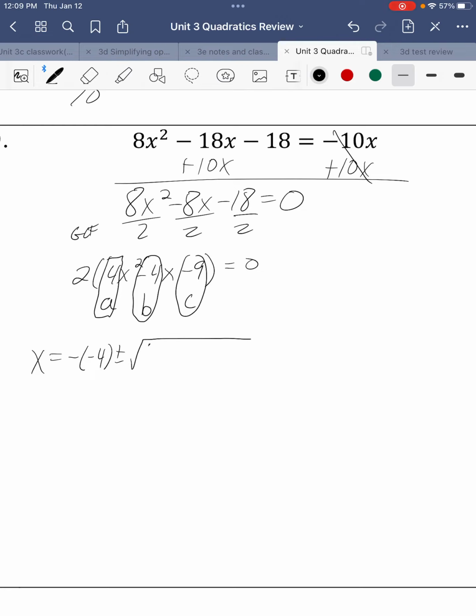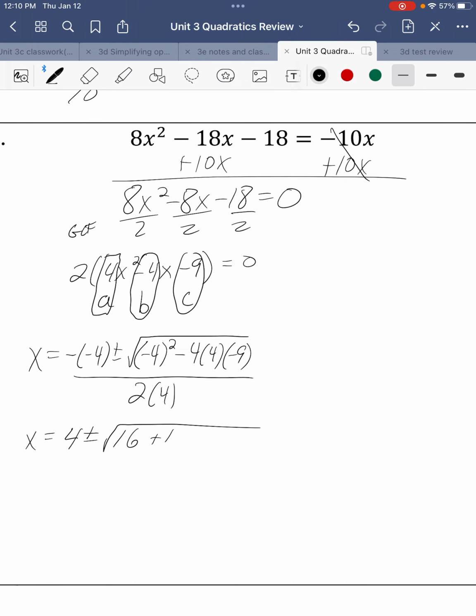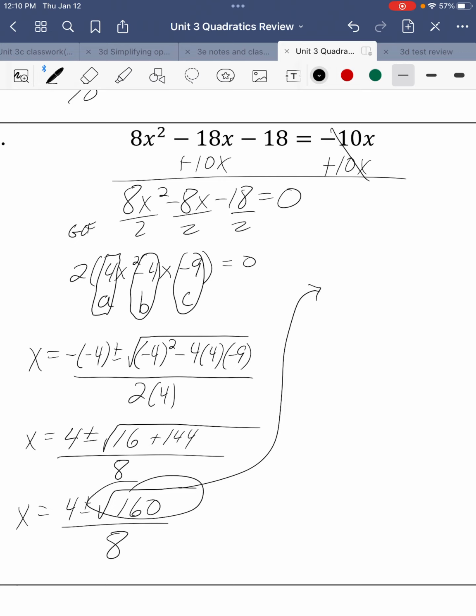X equals the opposite of -4 plus or minus the square root of -4 squared minus 4 times a times c, all divided by 2 times a. So what I'm going to do, simplify each term. So opposite of -4 is +4. -4 squared is +16. 4 times 9 is 144. Divided by 2 times 4 is 8. 16 plus 144 is 160, divided by 8.